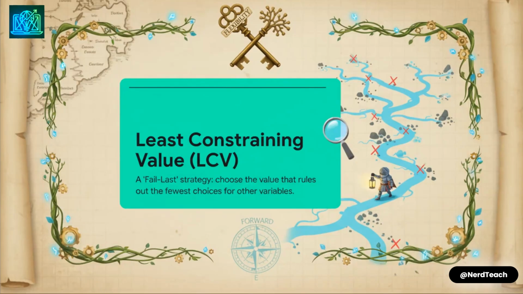the get-go. Next, we have the key of flexibility, or the least constraining value. Now, once you've used the lens to pick the hardest problem, this key helps you pick the easiest answer. It tells you to choose the value that keeps your future options as wide open as possible. This is a fail-last approach, and it makes it way more likely that the path you're currently on is the one that's going to lead all the way to a solution.